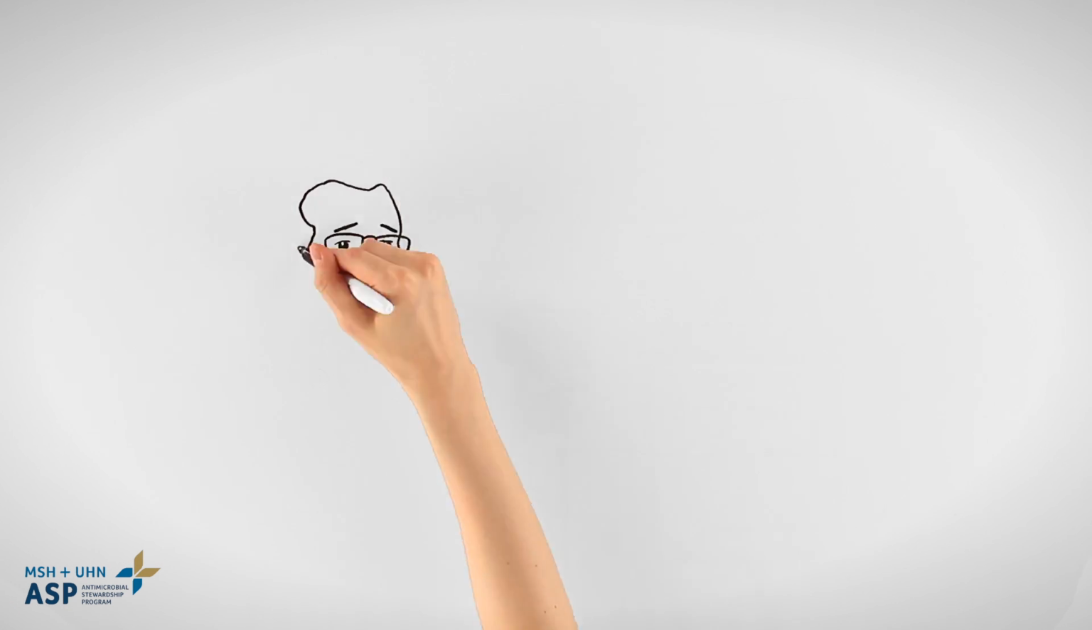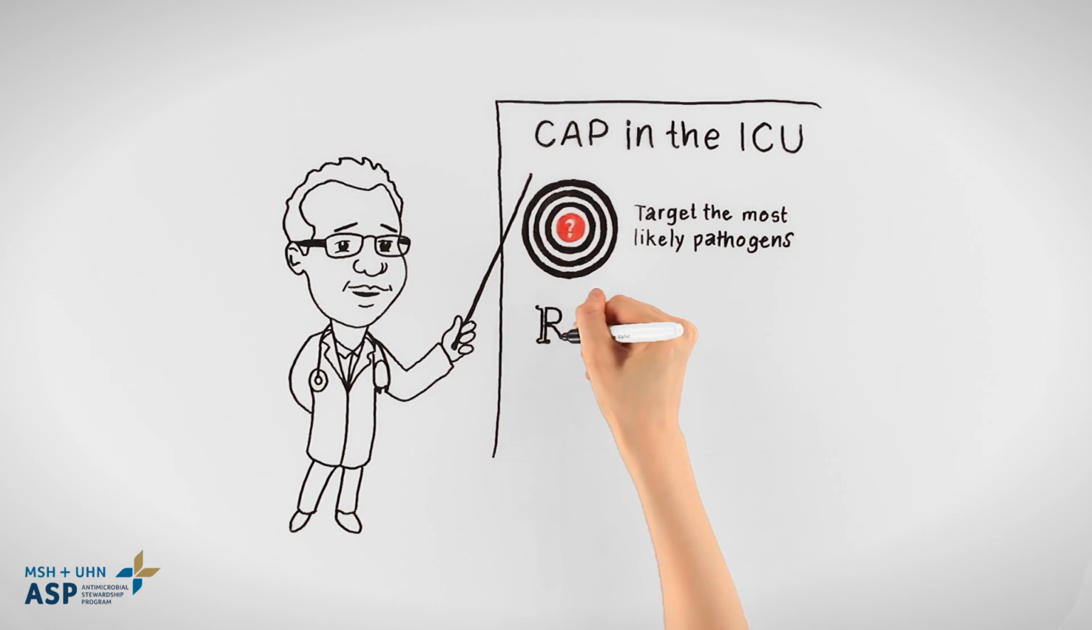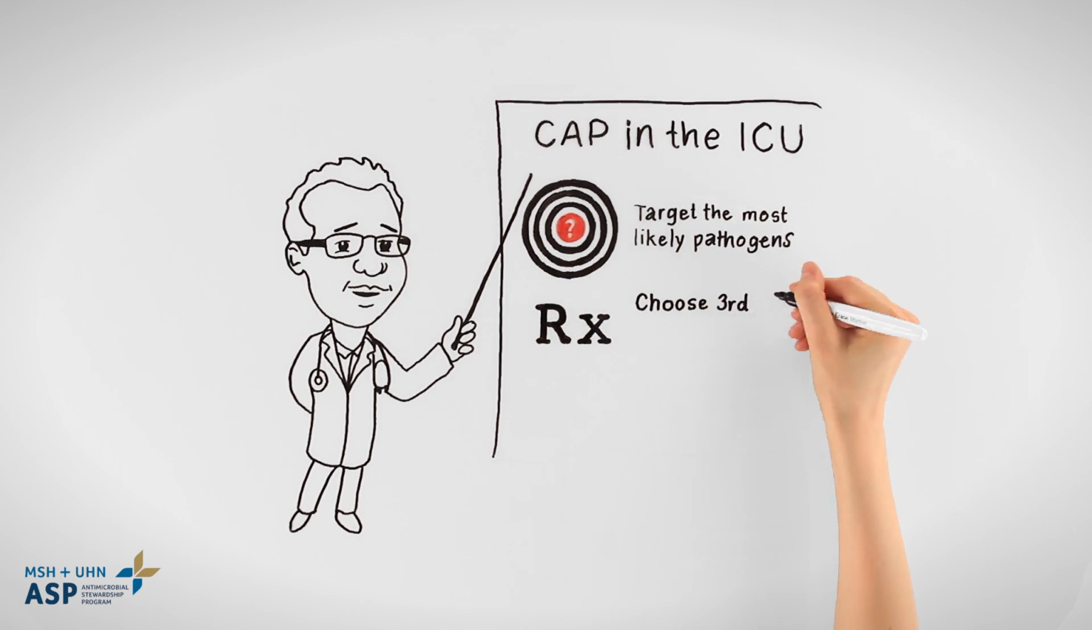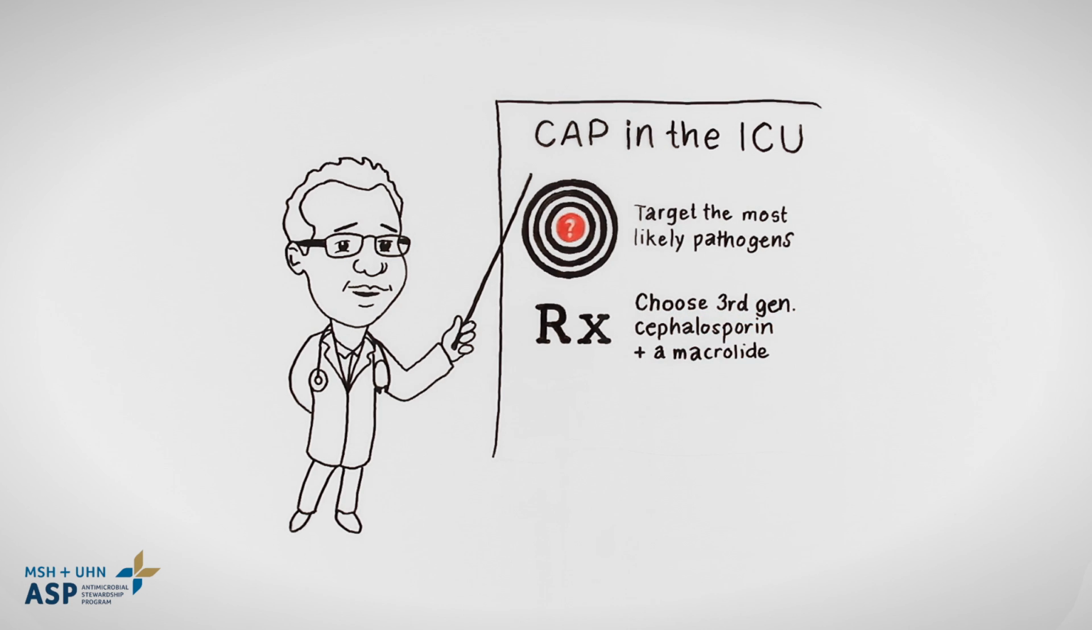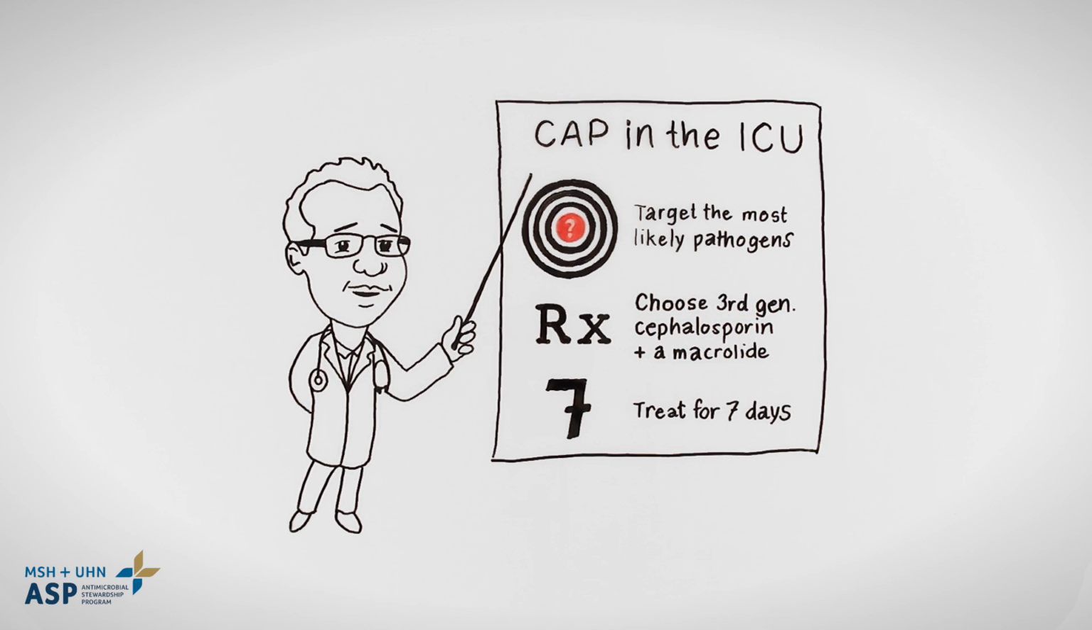Key messages: target the most likely pathogens. For most patients, choose a third-generation cephalosporin plus a macrolide, and treat for 7 days.